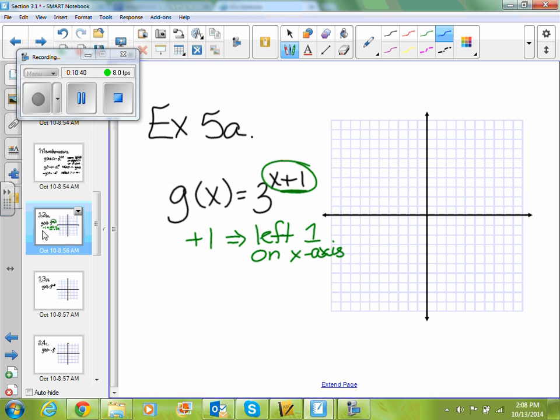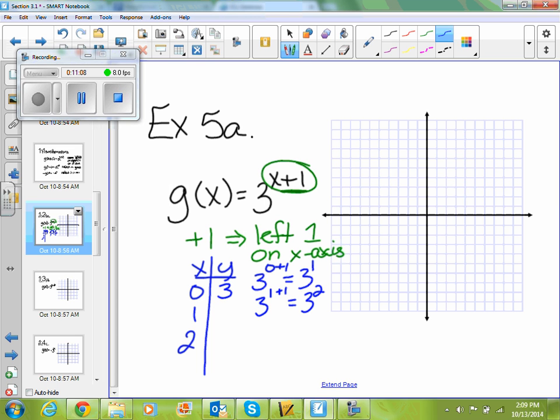So now that I've identified my transformation, I can go ahead and make a table of values, or I can plug it into my graphing calculator to graph it. But if I make a table of values with 0, 1, and 2, and I plug in 0, then I get 3 to the 0 plus 1. 0 plus 1 is 1, so I end up with 3 to the first power, which is just 3. If I plug in 1, I get 3 to the 1 plus 1, which is like 3 squared, which is 9. And then if I plug in 2, I get 3 to the 2 plus 1 power, which is 3 cubed, which is 27. So I'm probably not going to graph the 27 because it's going to be way off my graph. But I know that I'm at 0, 3.